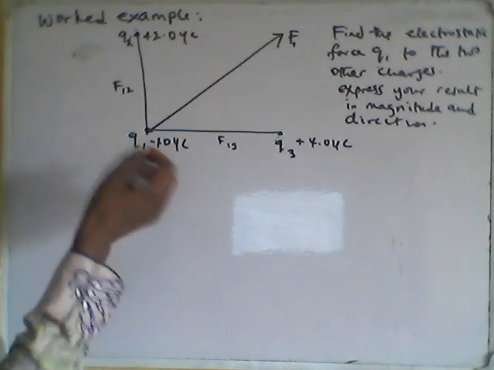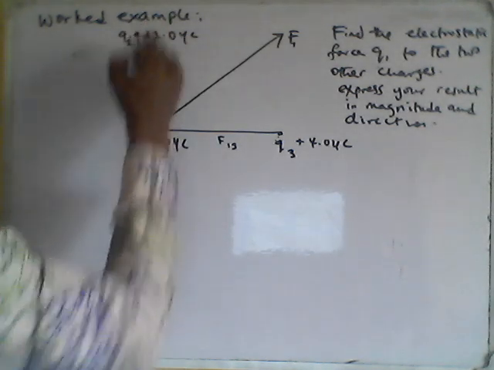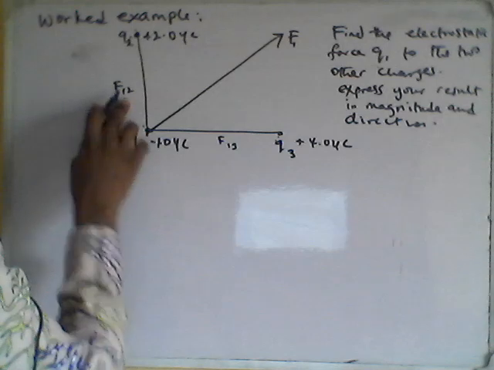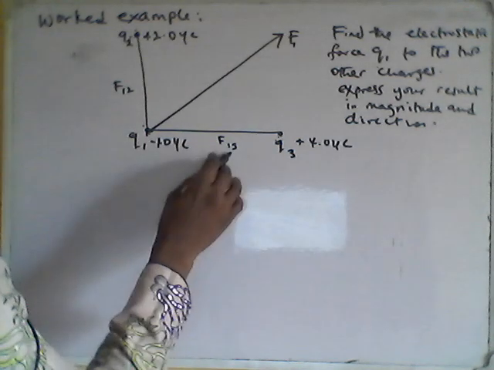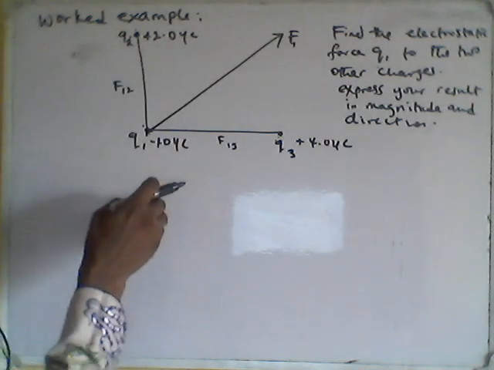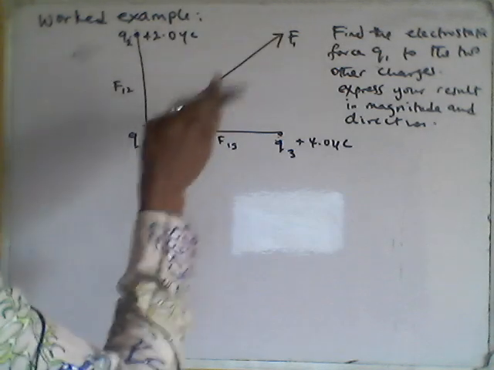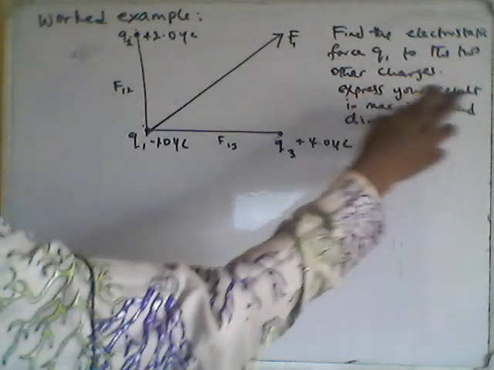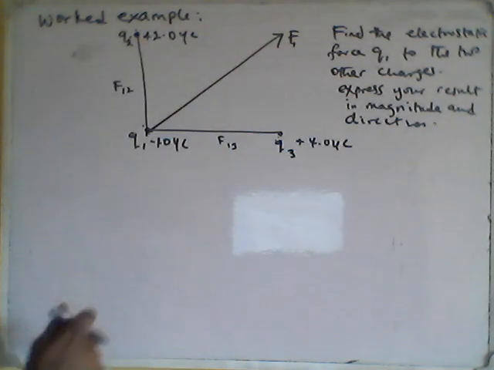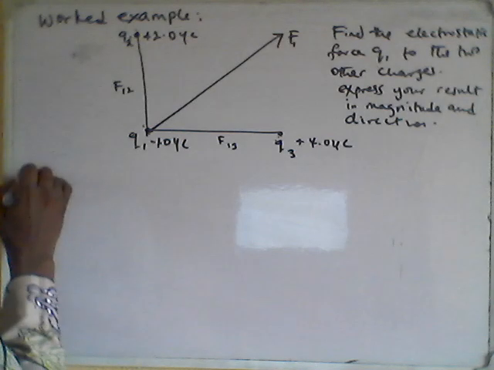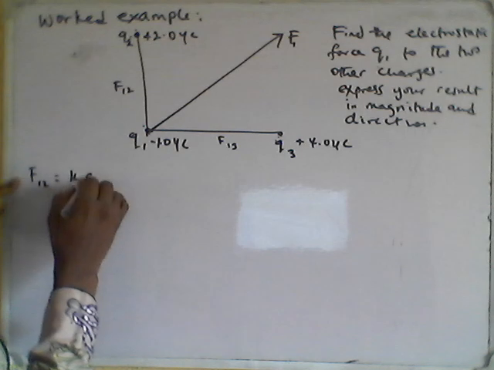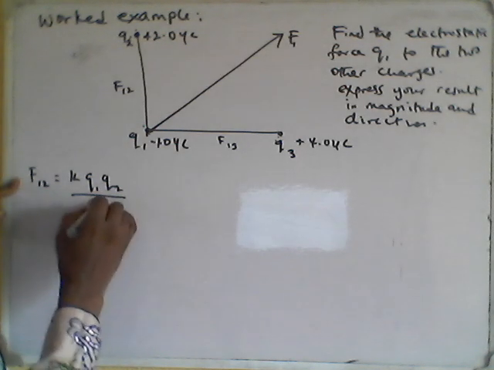From the normal definition of Coulomb's law, these two charges will express a force F12, and these two charges express a force F13. But because these two forces are at right angles, we will now find the resultant. The resultant is F1. We should express our result in magnitude and direction. So our task is to find F1. From Coulomb's law, we know that F12 is equal to K, K is always a constant, Q1 Q2 all over R squared.